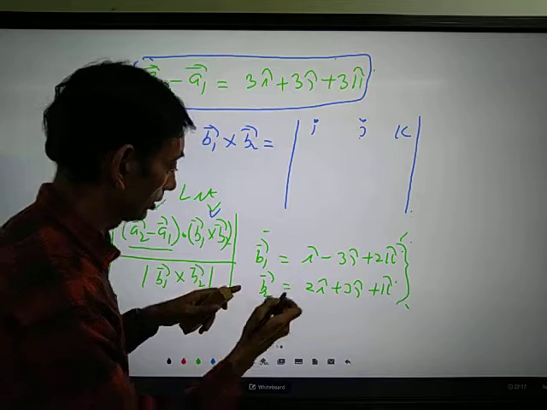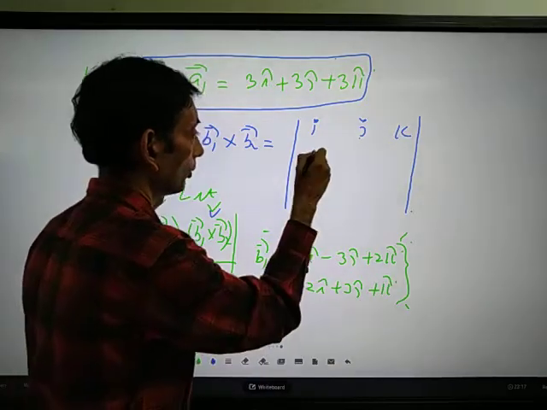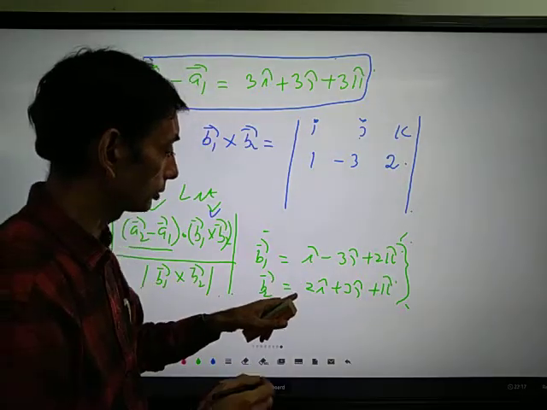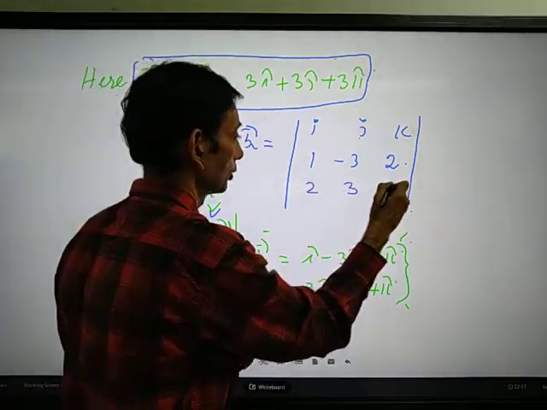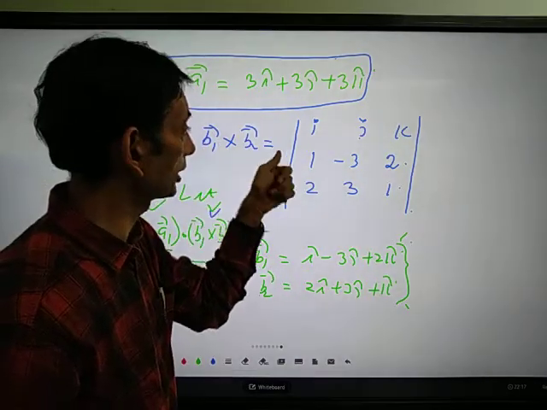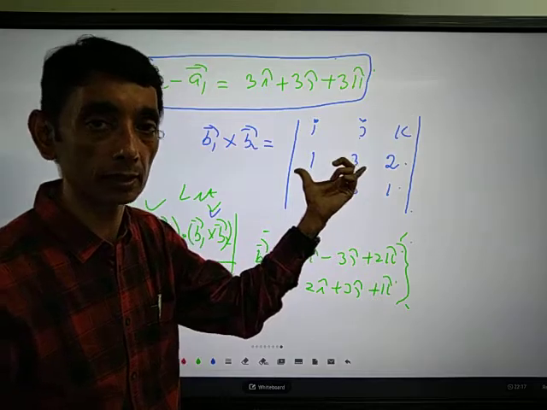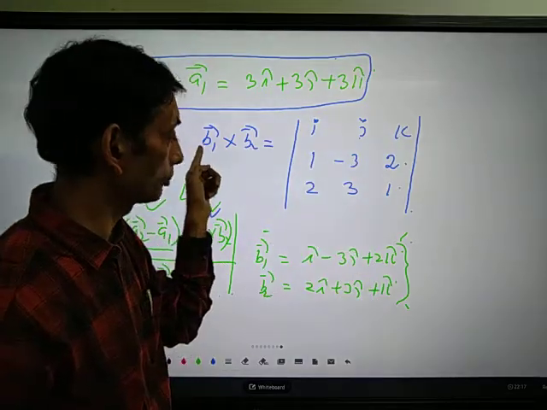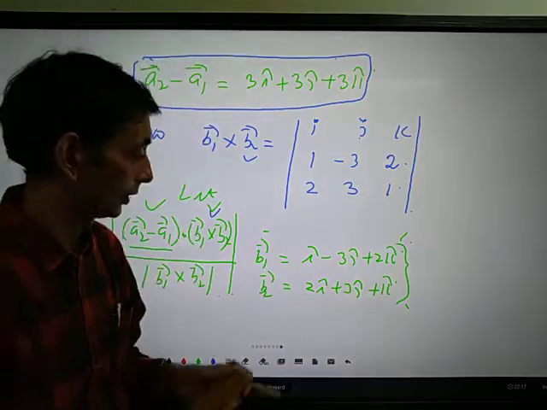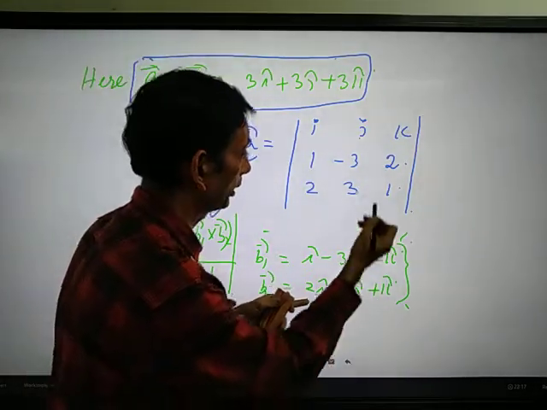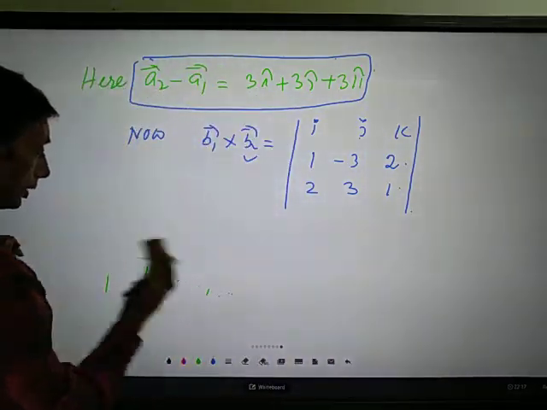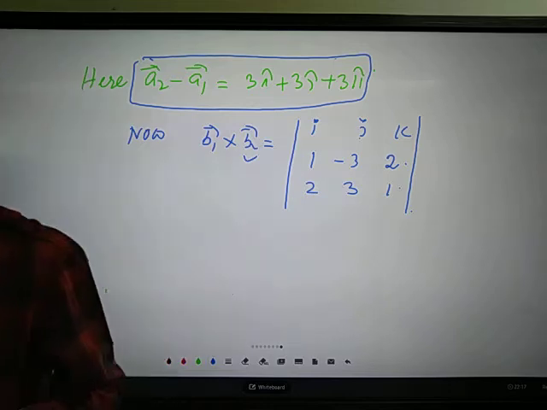And the coefficients of i, j, k for B1 are 1, minus 3, 2. This is B1. And who is B2? 2, 3, 1. So this is B1 cross B2, with rows i, j, k; then the coefficients of B1, that is 1, minus 3 and 2; then the coefficients of B2, that is 2, 3 and 1. Now we evaluate this determinant.